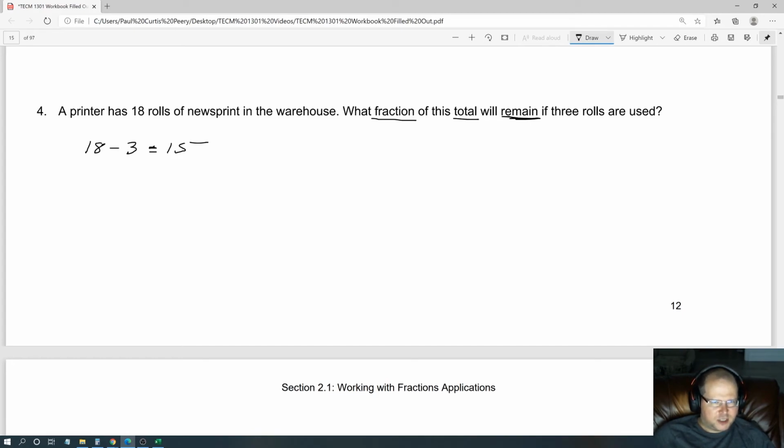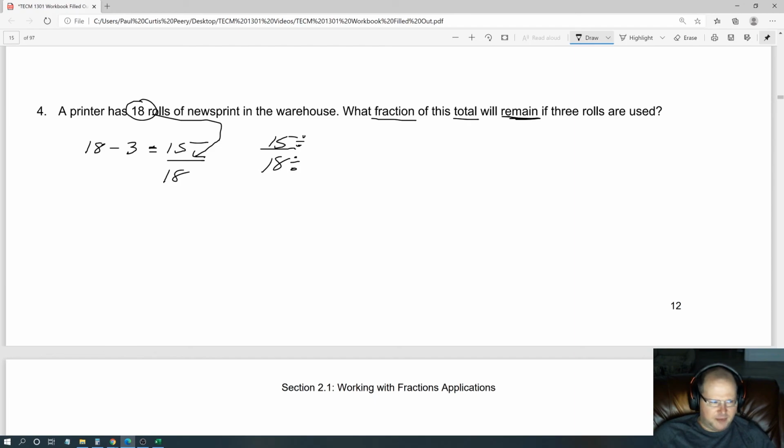So of the total, what fraction of the total will remain? So what you're going to do is put the number that remain on top of the original amount right here. So you're going to put that on the bottom right there. That's the original amount. So it looks like the fraction that remains is 15/18. Now normally that would be a perfectly valid answer, but whenever you have an answer that is a fraction, you are expected to simplify it. So if there's anything we can divide into the numerator and the denominator other than 1, we are expected to do so.